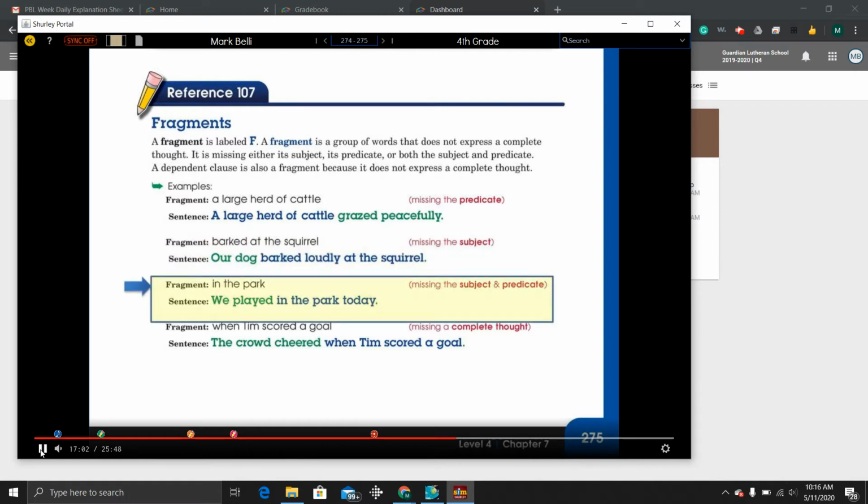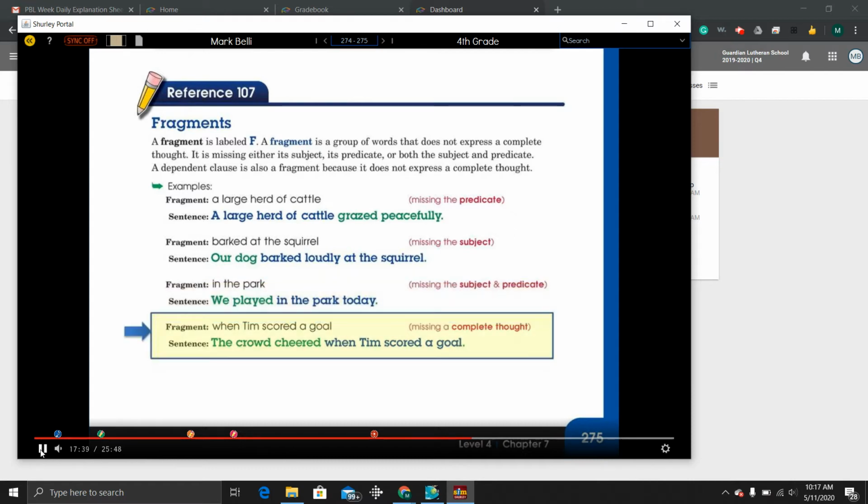The next fragment reads, in the park. What do you think it's missing? If you said it's missing the subject and predicate, you're right. In this example, we will add the subject we to the fragment. Did you notice that we had to add the simple predicate, which is the verb, played, to the fragment in order for this sentence to express a complete thought? Now our complete sentence reads, we played in the park today.